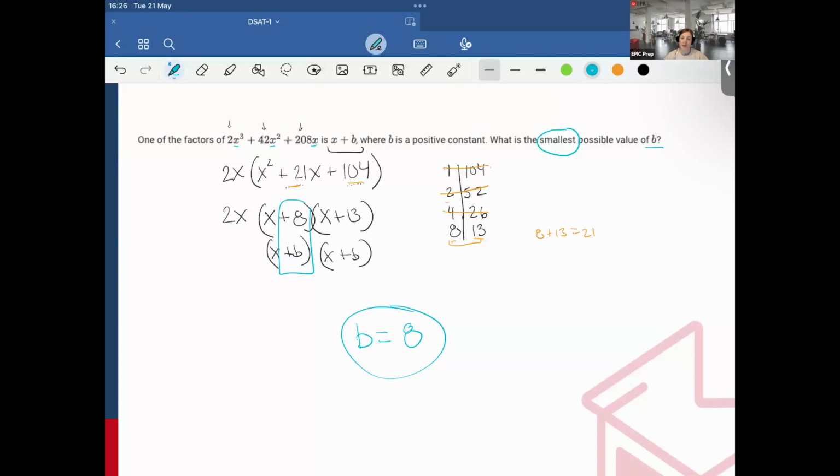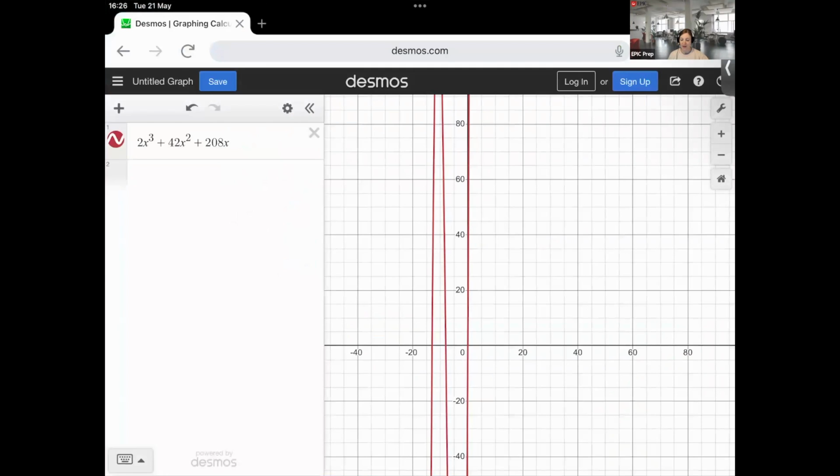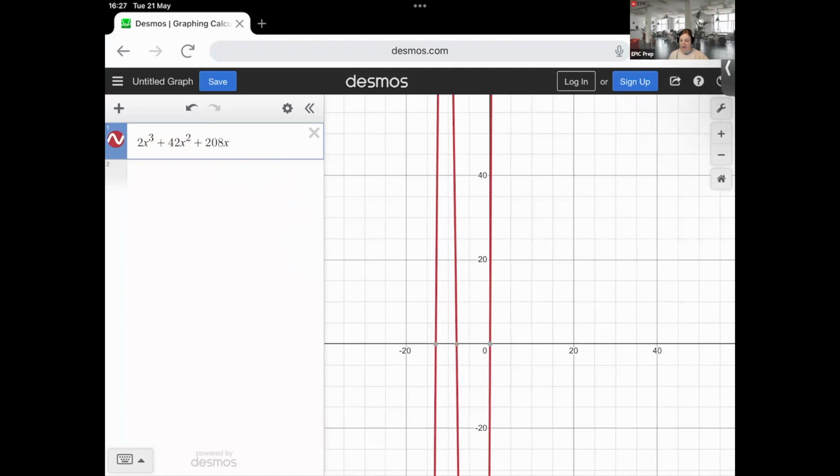An alternative way to solve this, just to show, because you can also use your Desmos calculator. So here I've already typed in the equation 2x cubed plus 42x squared plus 208x, and I can see where the x-intercepts occur: negative 13, 0, negative 8, 0, and 0, 0. Remember, if I were to factor, that gives me x plus 13 equal to 0, x plus 8 equal to 0, 0 equals 0. So I can also see the solutions this way too. That could maybe be a little bit faster, depends on you and what you prefer. But knowing both ways can be helpful.